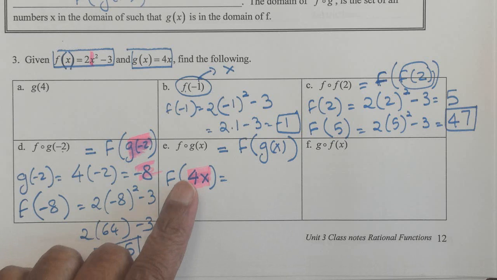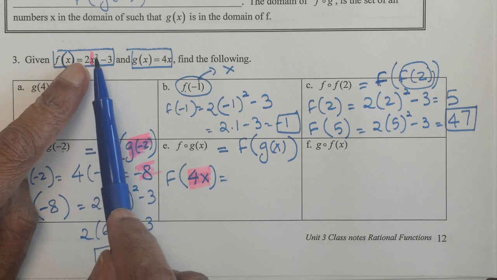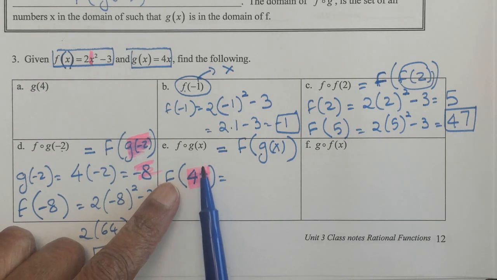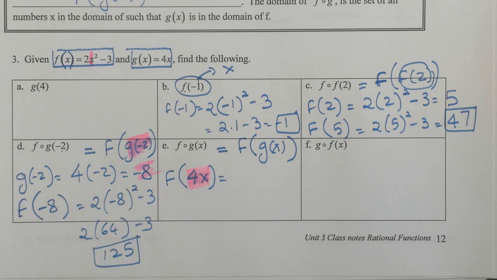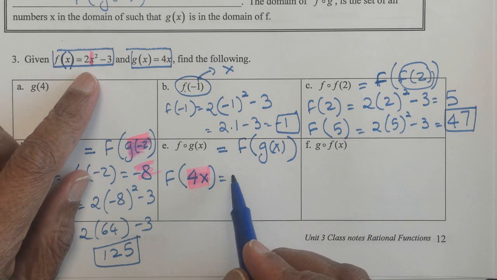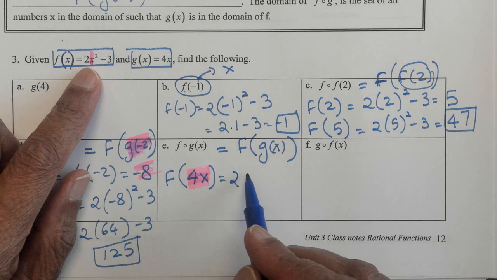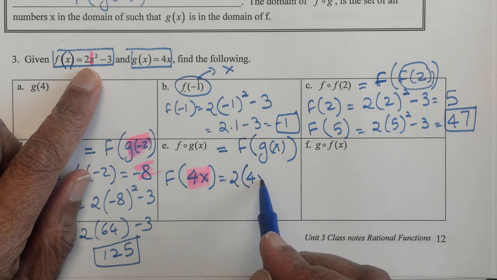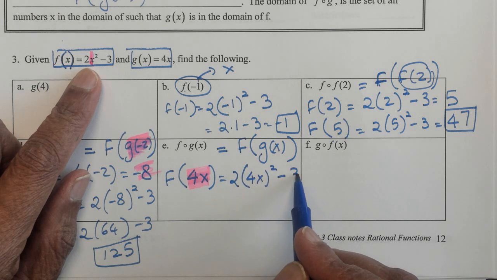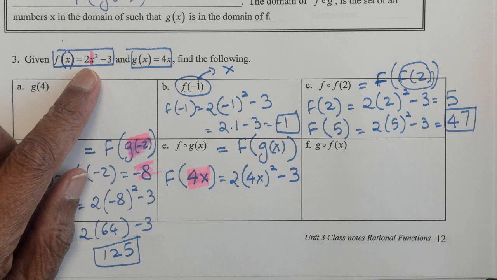It's like saying, what is f of 5? So what will you do? 2, 5 squared. Wherever x occurs, you replace it with whatever is here. Same thing. My new input is 4x. No longer is it x. So you're going to write the same 2. Instead of this x, you're going to write the new input, 4x squared, minus 3. That's it. Now you just have to simplify this.